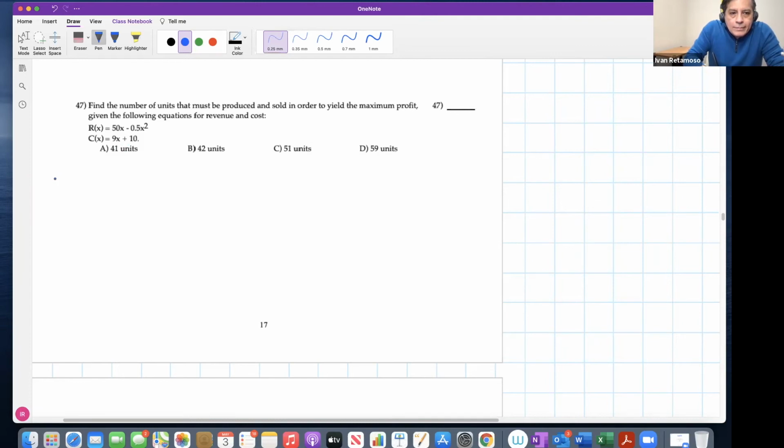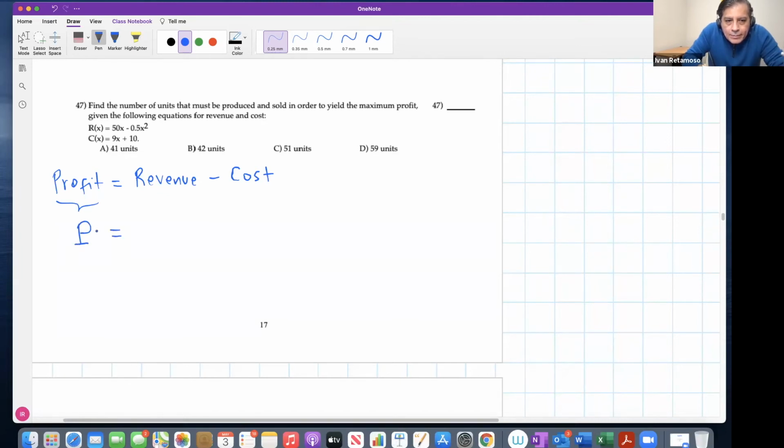Solution. First, recall that profit is defined as revenue minus cost. That is the definition of profit, because it's basically what you get out of selling your items, the revenue, minus what you spend producing those items. The difference is what you keep in your pocket. It's profit.